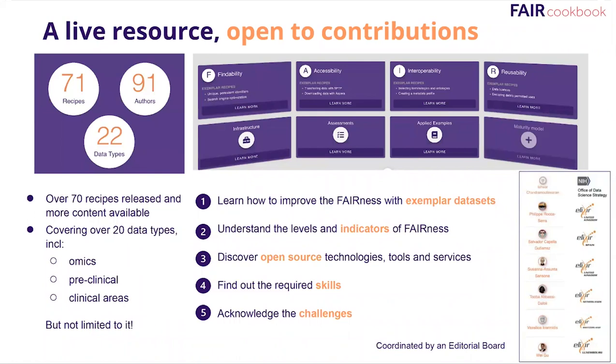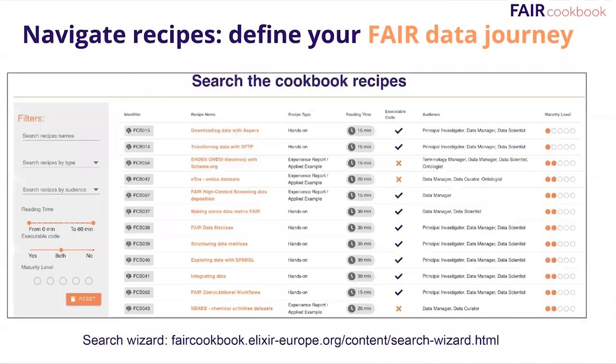built in the context of FAIR Plus, which is a project coordinated by ELIXIR, a private-public partnership which has just been completed. It's really focused on life sciences and on certain data types that were of interest to the industry. The idea is to cover recipes that cover all the processes that are important for FAIR data management, giving examples, but also highlighting the skills and the challenges. So there is a nice search wizard that helps you to find different recipes.